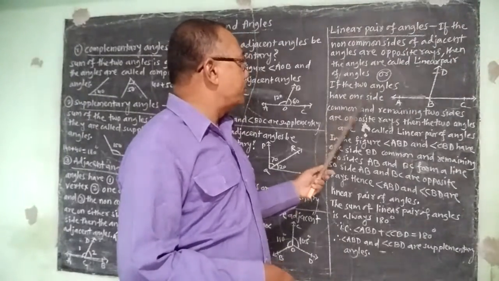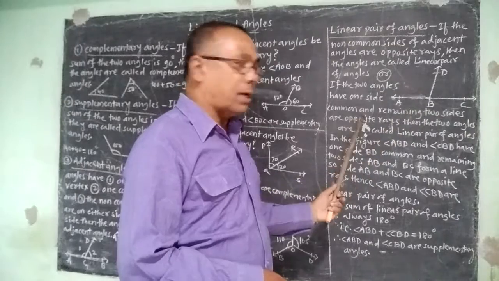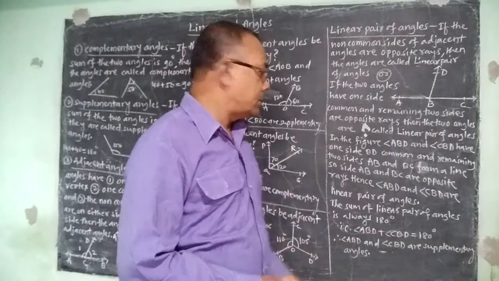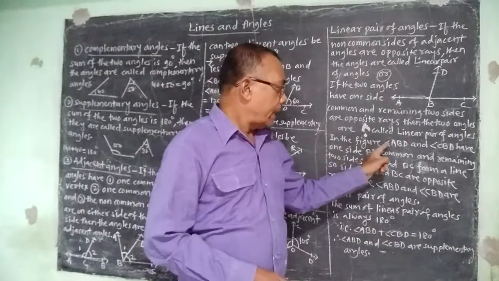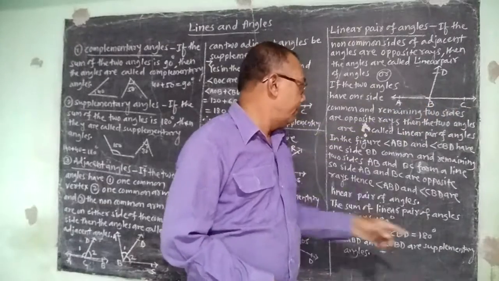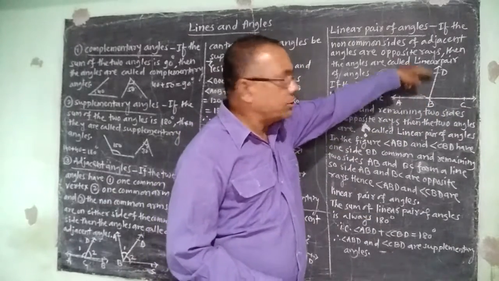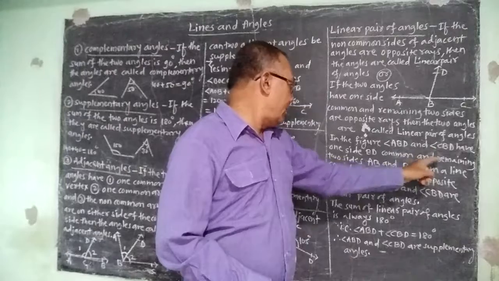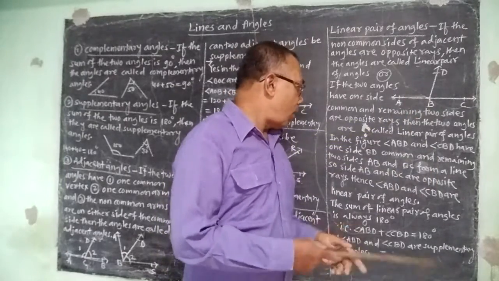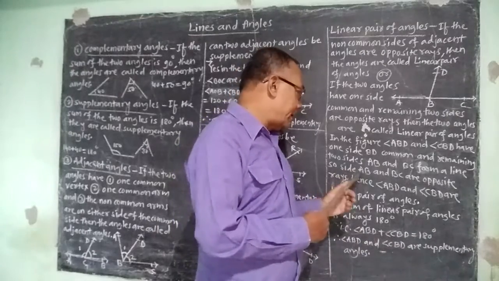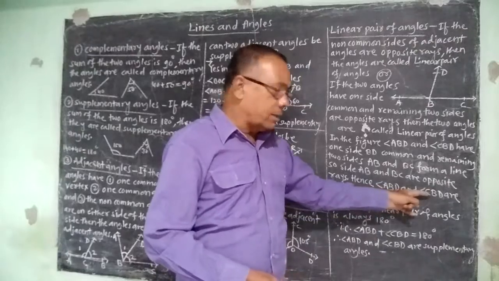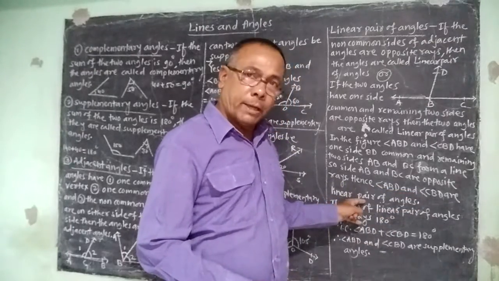If two angles have one side common and the remaining two sides are opposite rays, then the two angles are called a linear pair of angles. In the figure, angle ABD and angle CBD have one side common, that is the common side BD, and the remaining two sides BA and BC form a line. So sides BA and BC are called opposite rays. Hence angle ABD and angle CBD are a linear pair of angles.